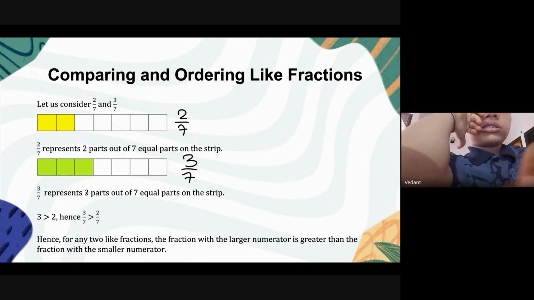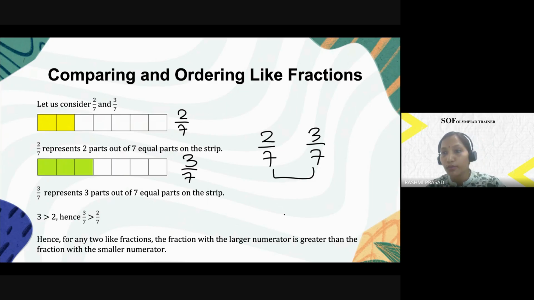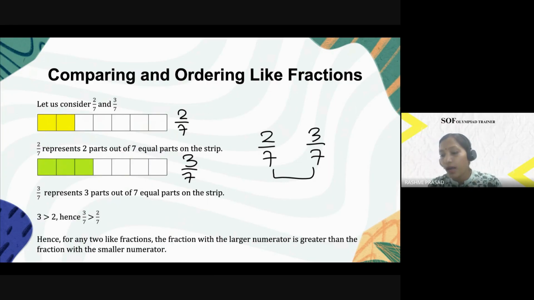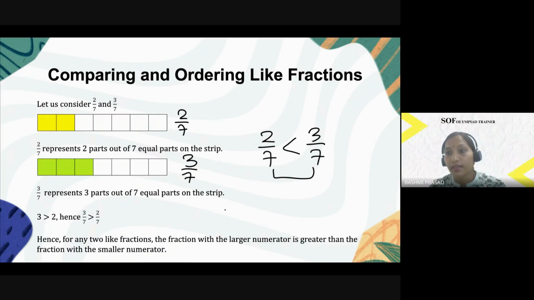Now it's very simple. The denominator is already same. You don't have to look there. Check the numerator, which is bigger. Ame, can you tell me, 2 or 3, which is bigger? Which is a bigger number? 3. That means 3 upon 7 is a bigger fraction than 2 upon 7.